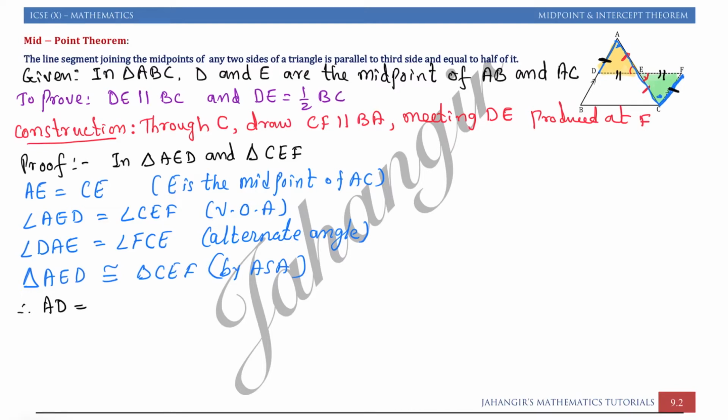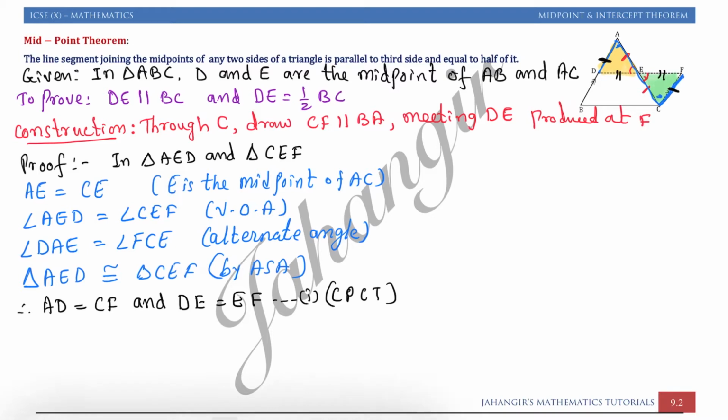Therefore AD is equal to CF and DE is equal to EF. We will get our result number 1. Keep result number 1. The reason is CPCT, corresponding parts of congruent triangles.